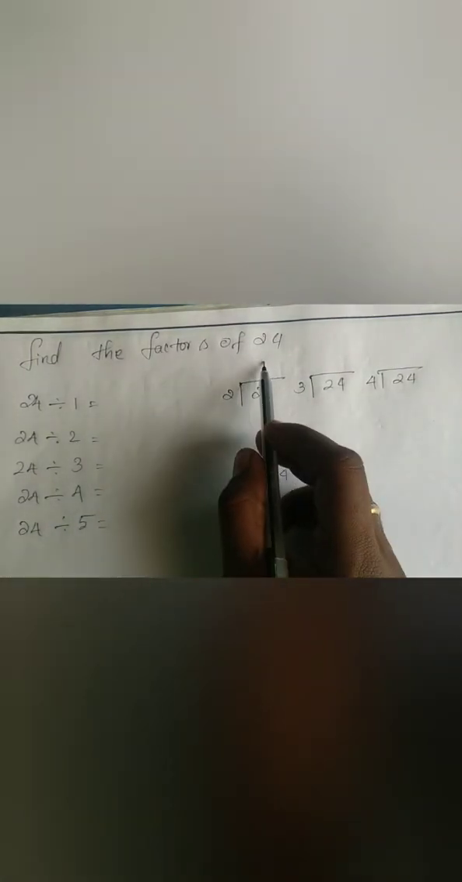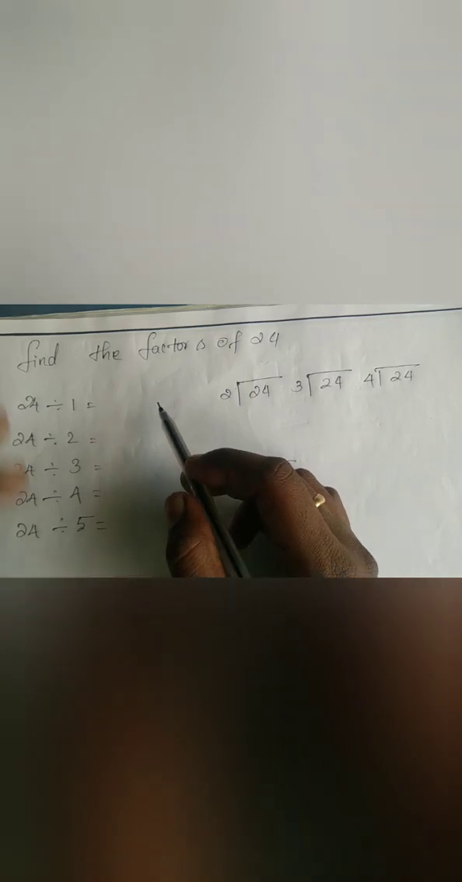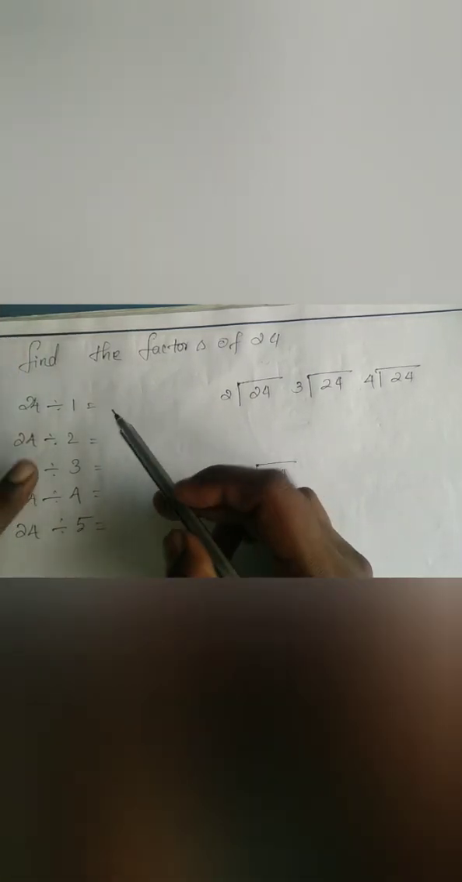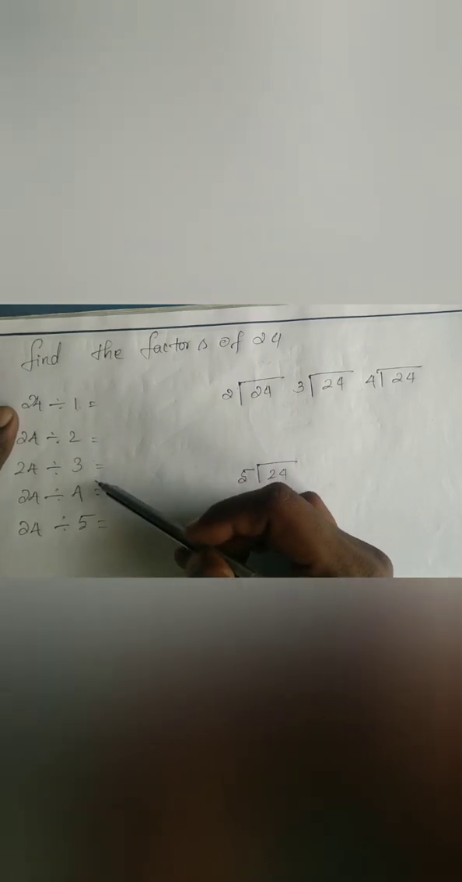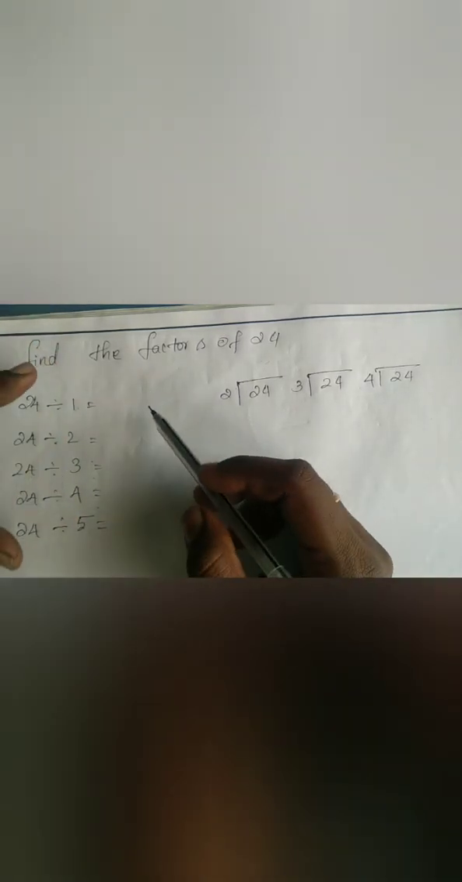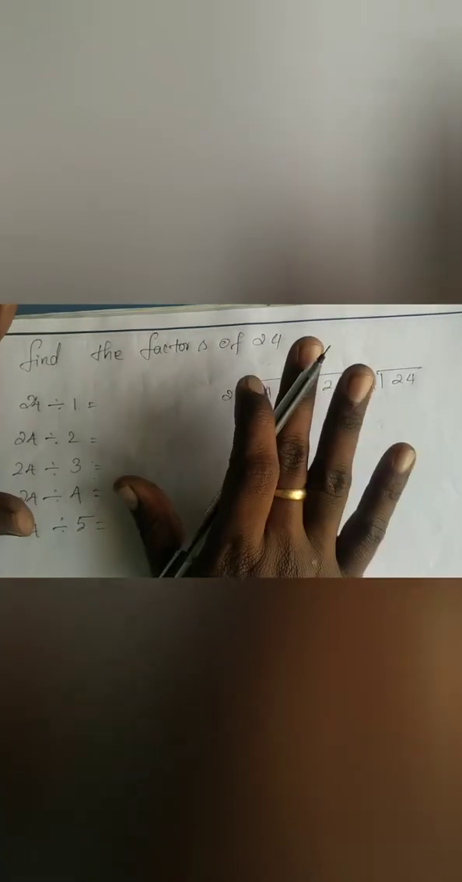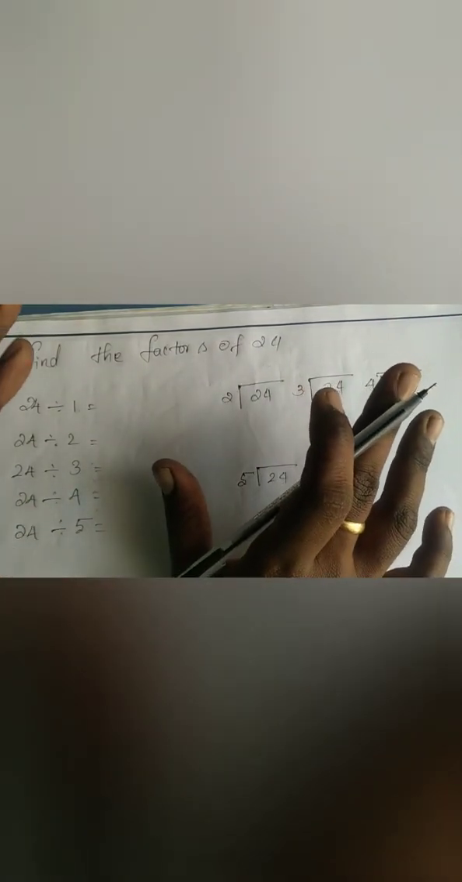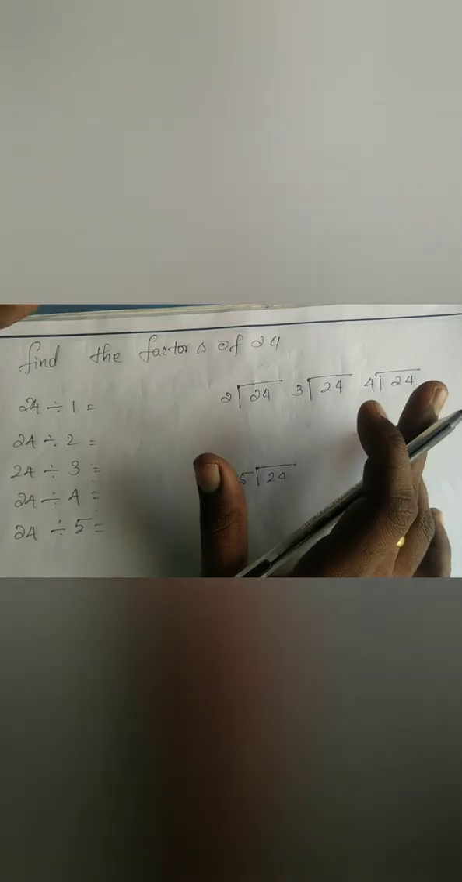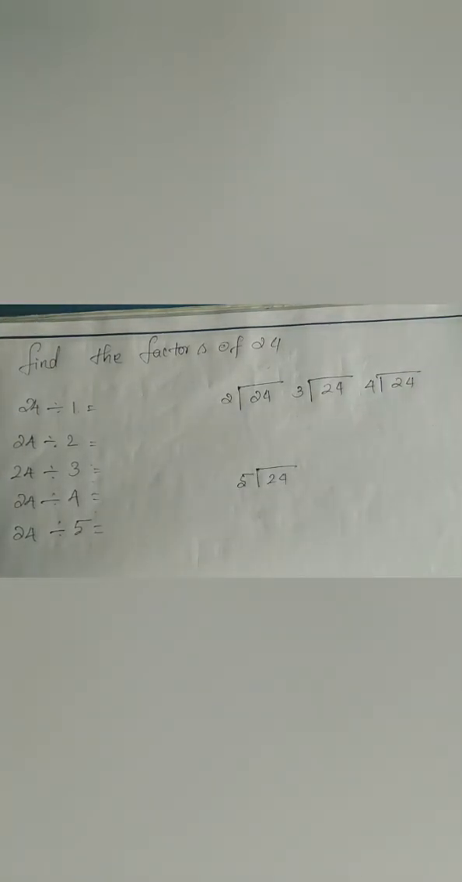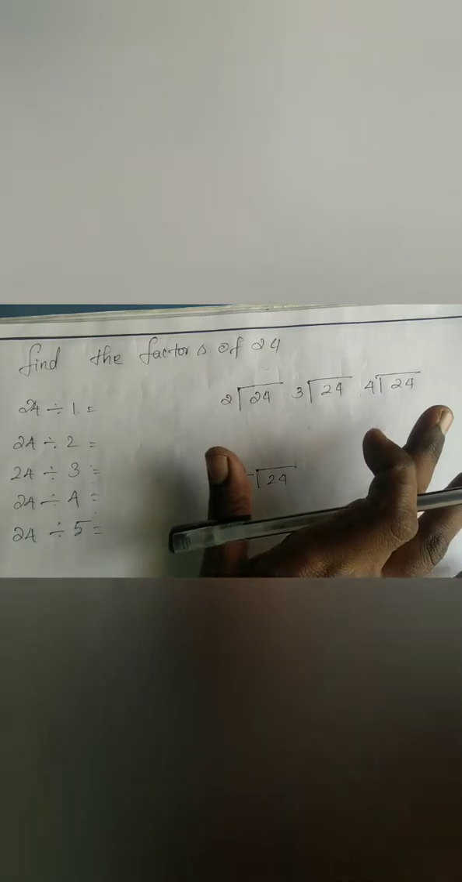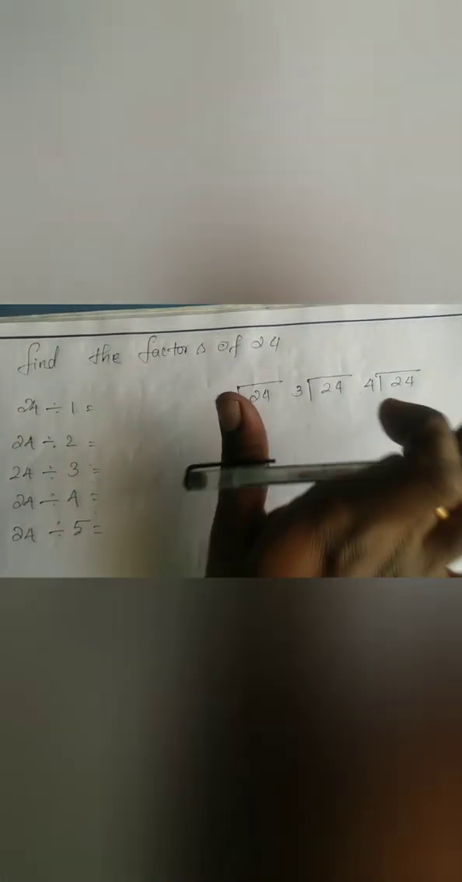Find the factors of 24. So here we are using the division method. We can move with all numbers 1, 2, 3, 4, 5. If a number leaves the remainder as 0, then we can tell it is exactly divisible. If it leaves any remainder, we can't tell it is exactly divisible. We already discussed the definition of factors: numbers that divide the given number exactly without leaving any remainder. This is called factors.